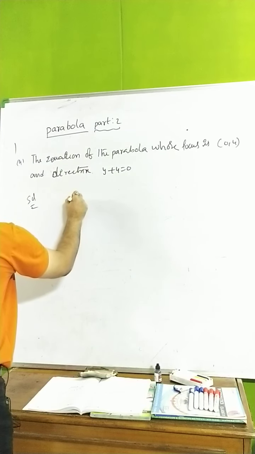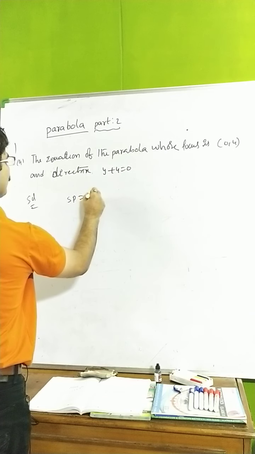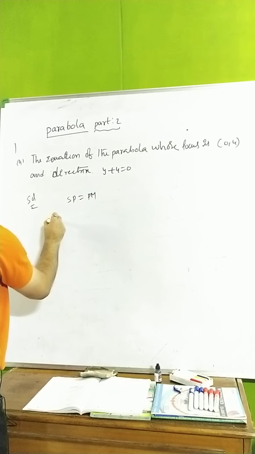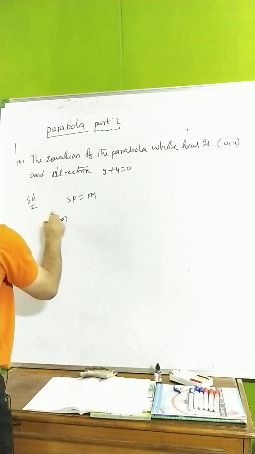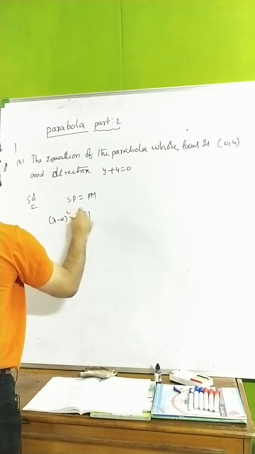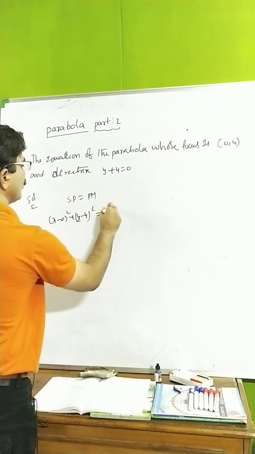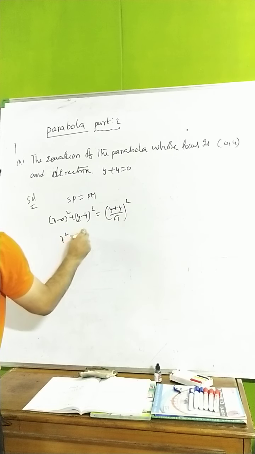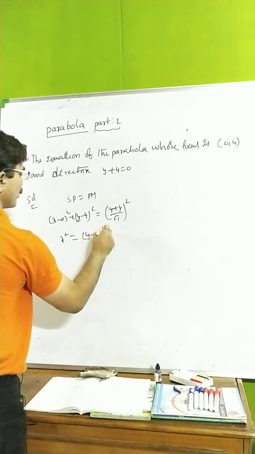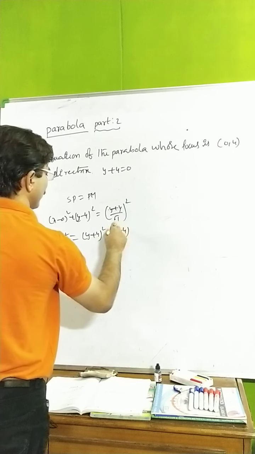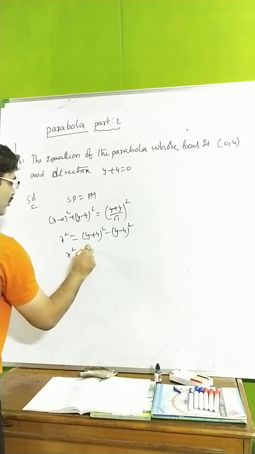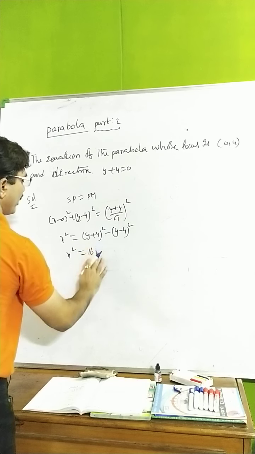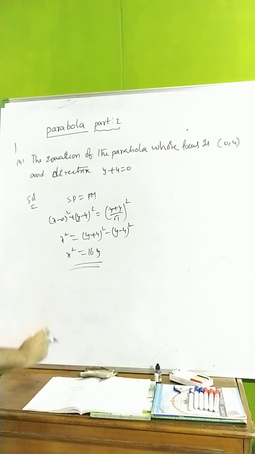See here, it is not so big. SP is equal to PM. SP is what? Here you see that (x minus 0) whole square plus (y minus 4) whole square, and here the perpendicular distance, you know very well, is 4 divided by root of 1 whole square, you can write. Or x square is equal to (y plus 4) whole square minus (y minus 4) whole square. See this, x square is equal to 16y we are getting. x square is equal to 16y we are getting.